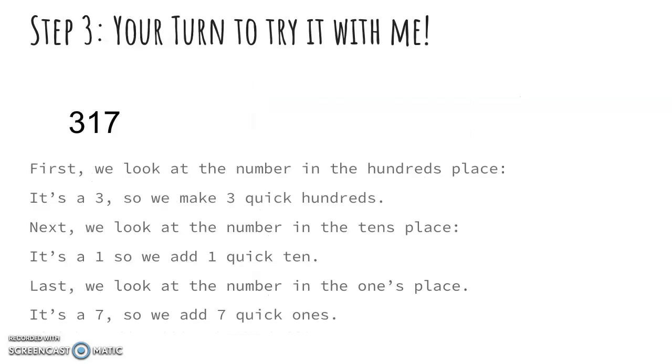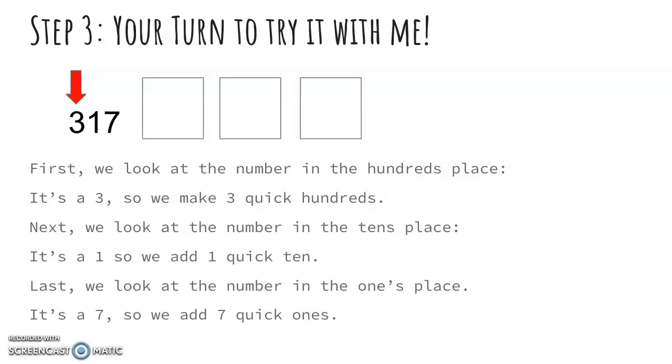Alright, it's your turn to try it with me, so get out your whiteboards and your markers. Our number is 317. First, we're going to look at the number in the hundreds place. It's a 3, so we'll make 3 quick hundreds. Next, we'll look at the number in the tens place. It's a 1, so we'll add 1 quick 10. Last, we'll look at the number in the ones place. It's a 7, so we'll add 7 quick ones.